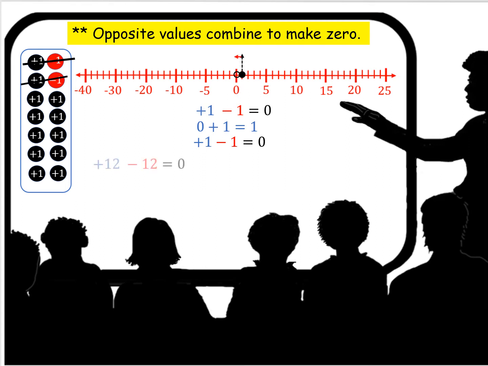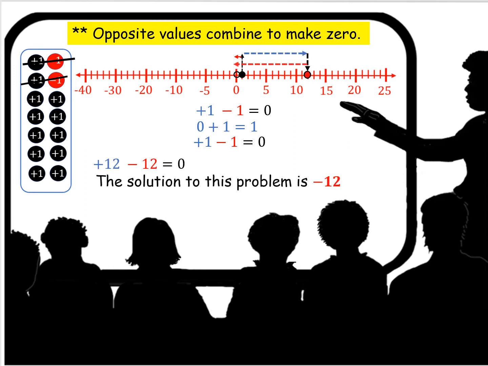Well, what we're left with is positive 12. What do we have to do to get back to a neutral charge? Remember, neutral is 0. Well, we would have to go in the complete opposite direction, that same number, minus 12. The solution to this problem is minus 12.